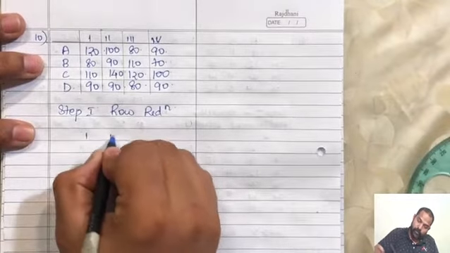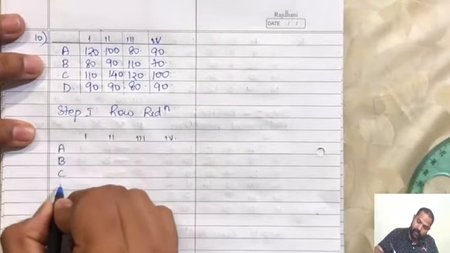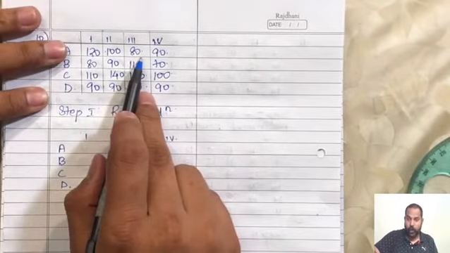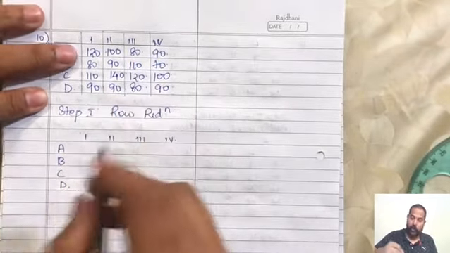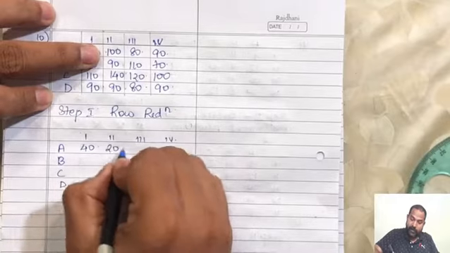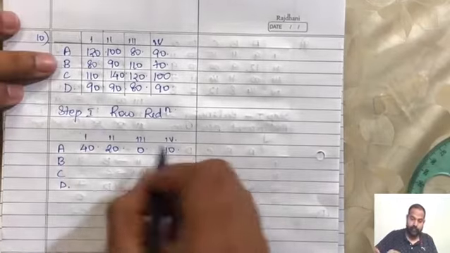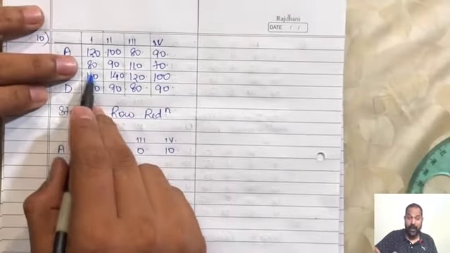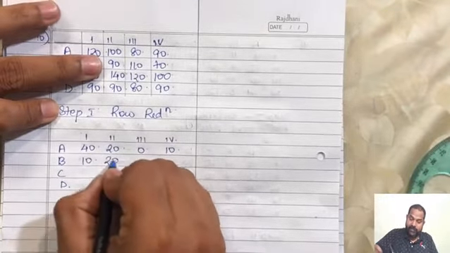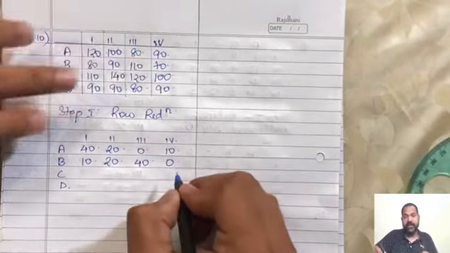So we have 1, 2, 3, 4, A, B, C, D. Row reduction. The least in the first row is 80. Subtract throughout by 80. 120 minus 80 is 40. 100 minus 80 is 20. 80 minus 80 is 0. And 90 minus 80 is 10. Number 2. Subtract throughout by 70. That's the least. 80 minus 70 is 10. 90 minus 70 is 20. 110 minus 70 is 40. 70 minus 70 is 0.